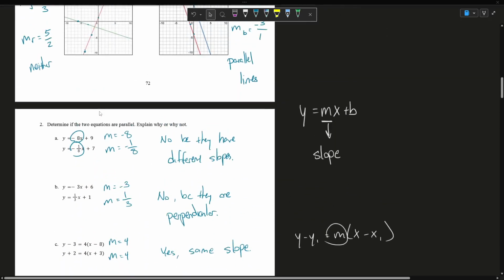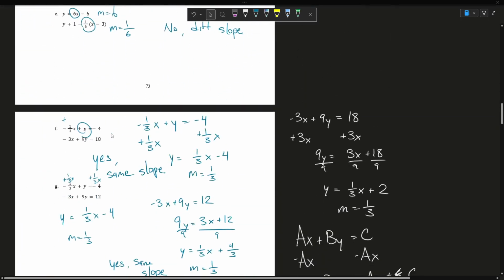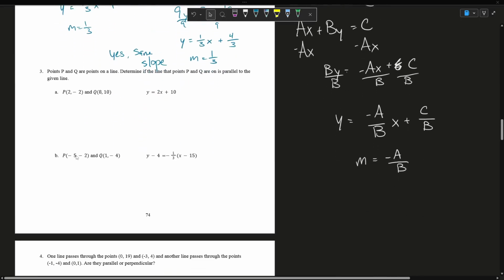Instead of a graph, we had a graph one time, then we had equations. We had different forms of equations. And now we're boiling down to what we did just in the warm-up. We want to see if the points P and Q that make a line, if that line is parallel to this given line.